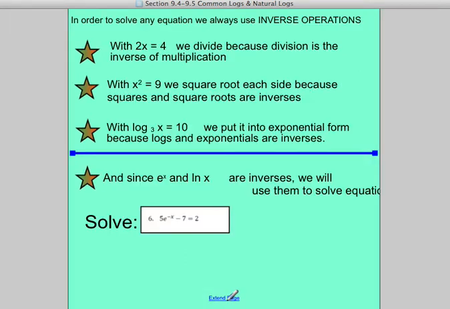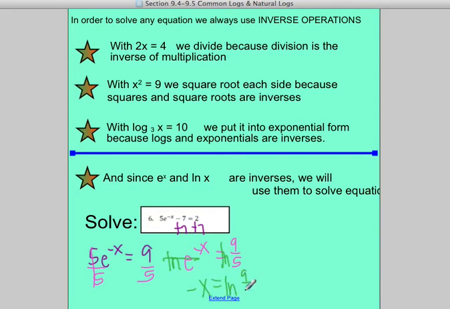So let's go ahead and look at example 6. It wants us to solve. Well, the first thing I need to do is get e to the negative x all by itself. That's my end goal. So I would have to add 7 to both sides. So I have 5e to the negative x is equal to 2 plus 7, which is 9. Then I would divide both sides by 5. So I have e to the negative x is equal to 9/5. Now, in order to get rid of e, I would do natural log on both sides. So these will cancel. I'm left with negative x is equal to natural log of 9/5.